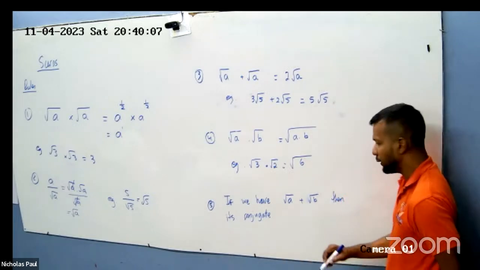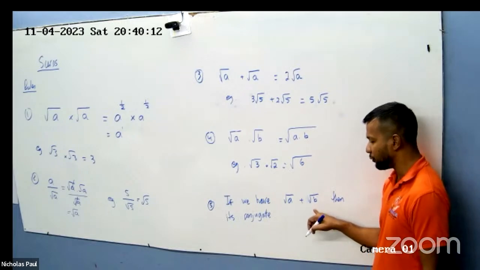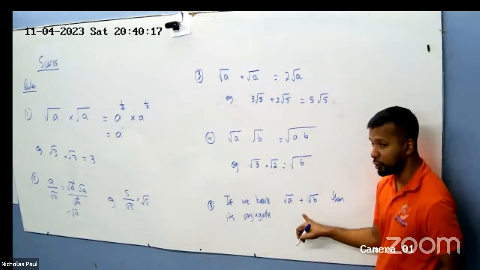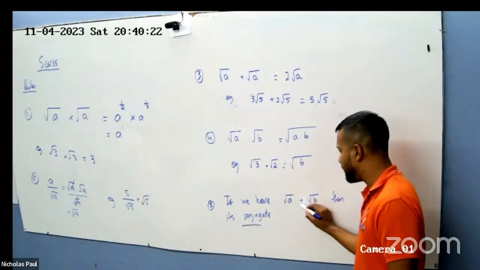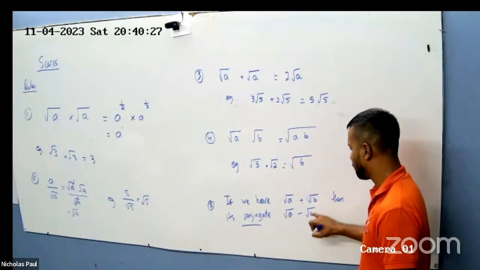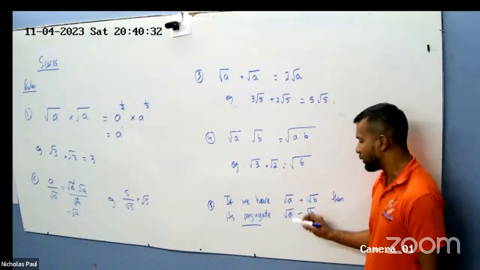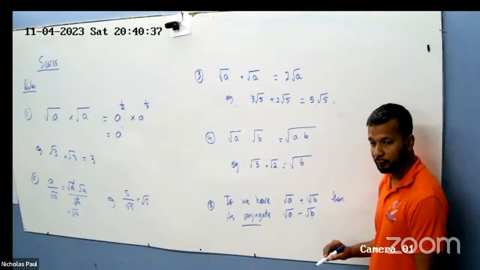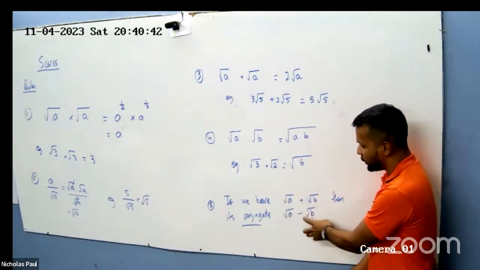Right, watch this here. If I give you a surd root A plus root B, and I ask you to get the conjugate of this, all the conjugate is taking the sign in the middle and changing it. That's all. Whatever sign you have in the middle, change it. So the conjugate of root A plus root B is root A minus root B. So whenever you see the word conjugate, take the expression and change the sign in the middle.